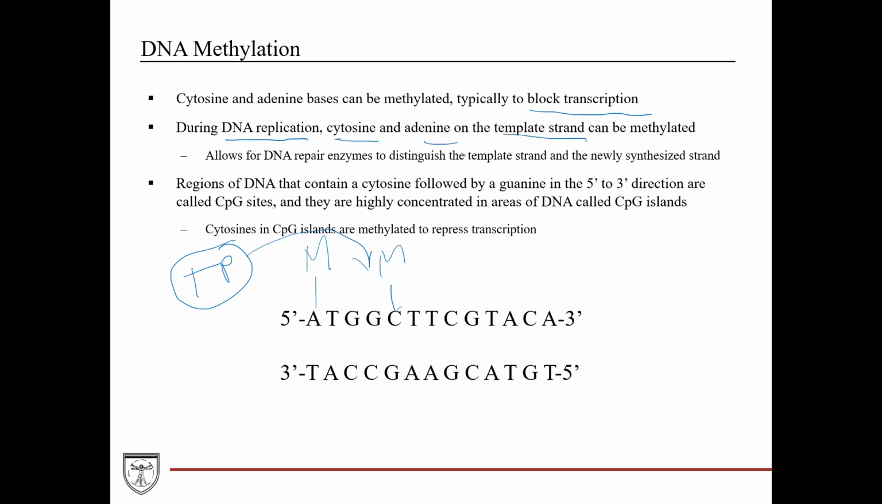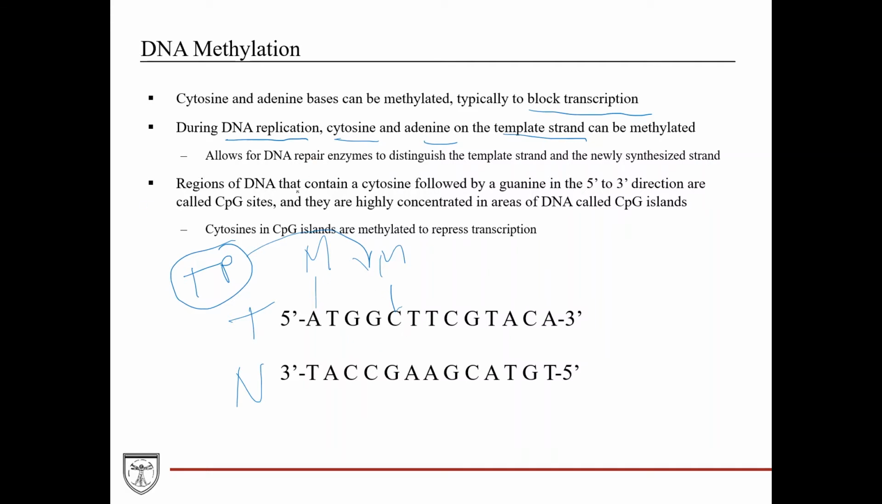However, during DNA replication, same thing, cytosine and adenine can be methylated, but it occurs on the template strand. And what this does is it allows for DNA repair enzymes to distinguish the template strand from the newly synthesized strand. So you have your template, you have your newly synthesized strand. And so what happens is that if there's a mistake in the newly synthesized strand, the repair enzymes want to be able to recognize that. They don't want to act on the template strand.